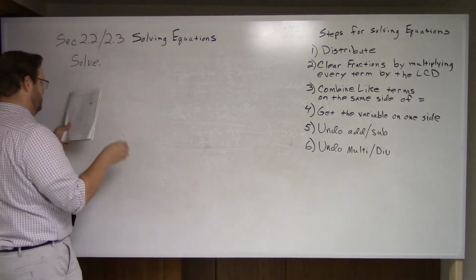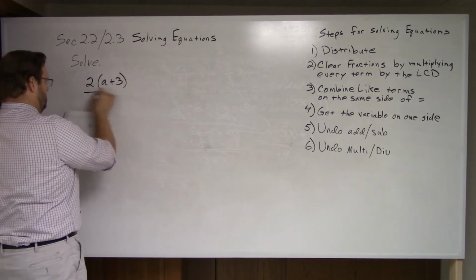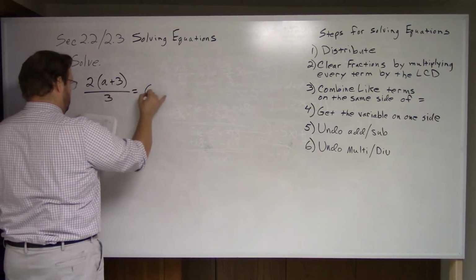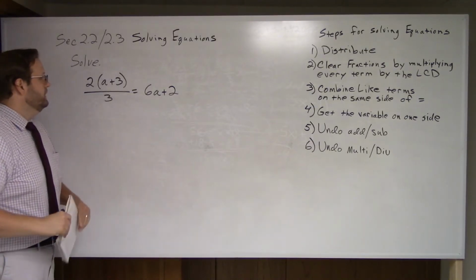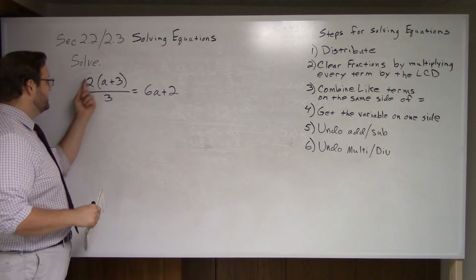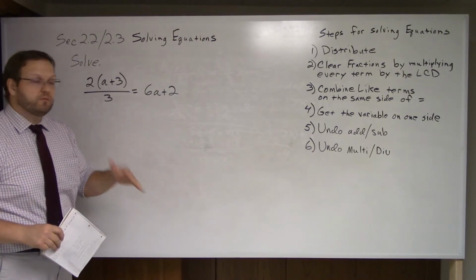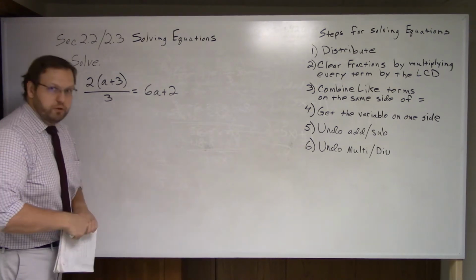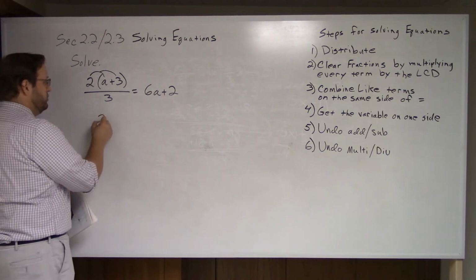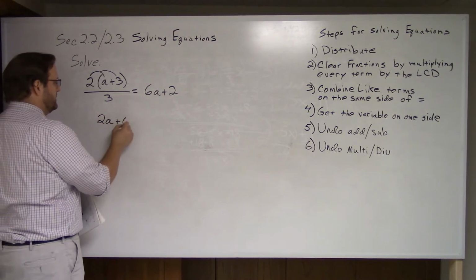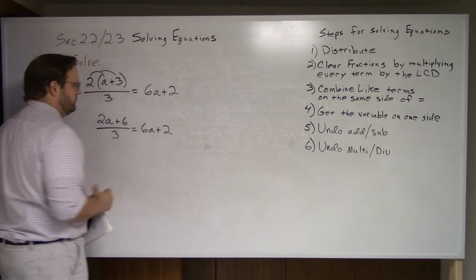How about this? Now, this one is a little bit more complicated because this fraction is not just like a 1/3, okay? But we're going to still go through the same steps that we did before. So, first thing, distribute. I'm going to take that 2 and distribute it over that binomial. So I have a 2a plus 6 all over 3 equals 6a plus 2.